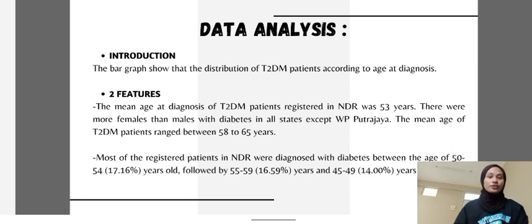Second, most of the registered patients in NDR were diagnosed with diabetes between the age group of 50 to 54 years old, followed by 55 to 59 years and 45 to 49 years age group.